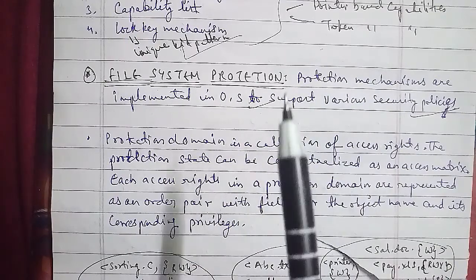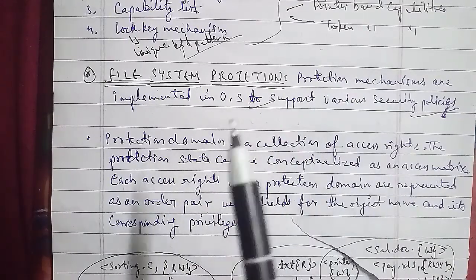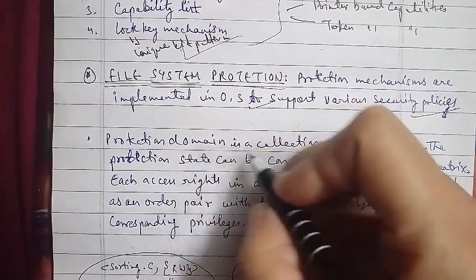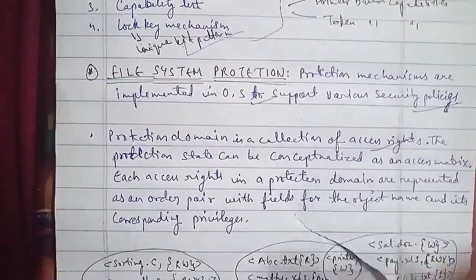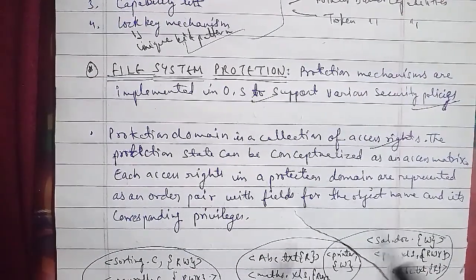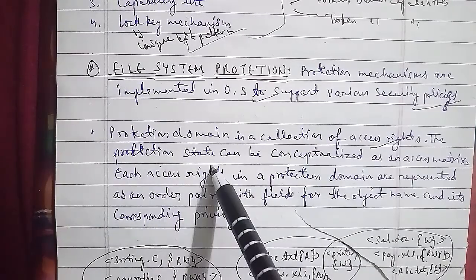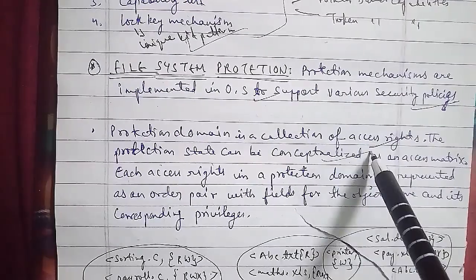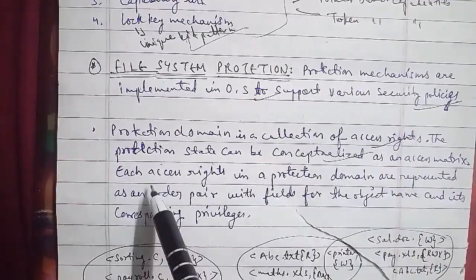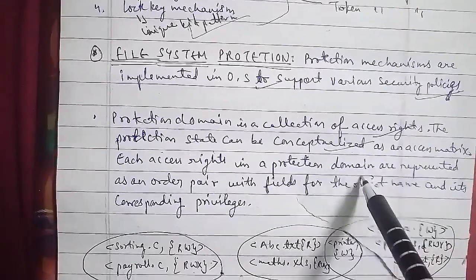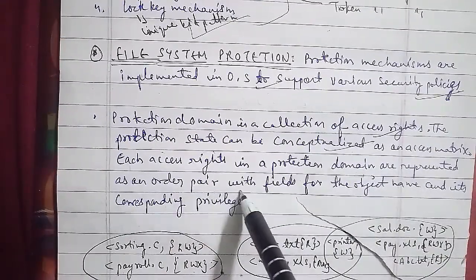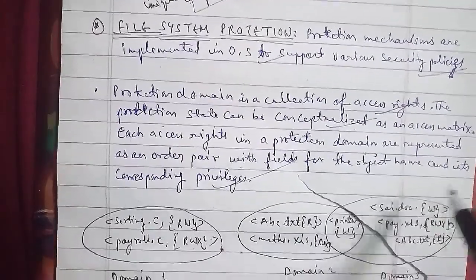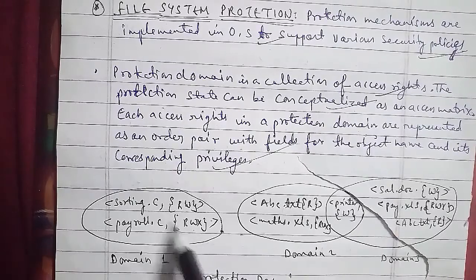This is a diagram here where domain 1 has been represented, that is sorting.c, that is rw, and payroll.c, that is rwx here. And this is domain 1, and here this is domain 2, and domain 3 is intersecting, like abc.txt and maths.xls rw, and printer, that is print w here only for domain 2 and domain 3 as well. The sal.doc, that is w, and the pay.xls, that is rwx, and abc.txt, that is domain 3 here. This is the protection domain.